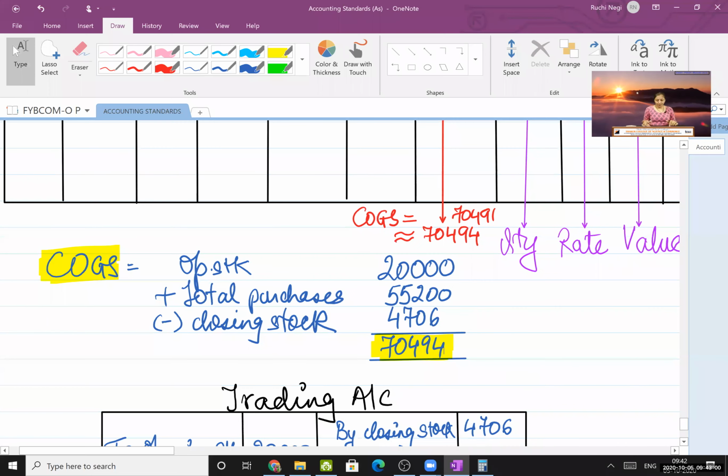Yeah. Next lecture we will do how to calculate gross profit without making a trading account. Okay. Yeah. I taught you gross profit with a trading account because that is what you have been doing since 11th, 12th. Next lecture, without trading account, how to calculate gross profit. Okay.